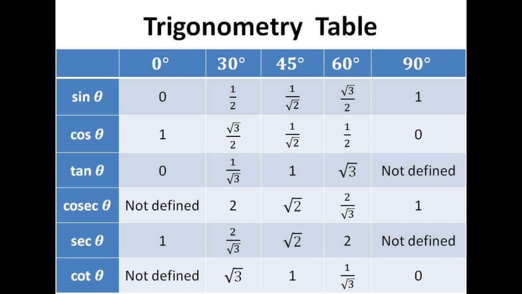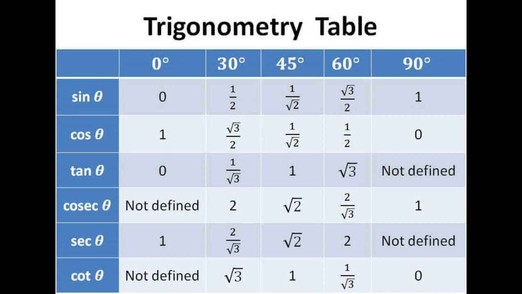First I'll say tan and then I'll tell cot. Tan: 0, 1 upon root 3, 1, root 3, not defined. Now cot: not defined, root 3, 1, 1 upon root 3, 0. Again, not defined, root 3, 1, 1 upon root 3, 0. This is cot. Okay, now the rest are cosec and sec.